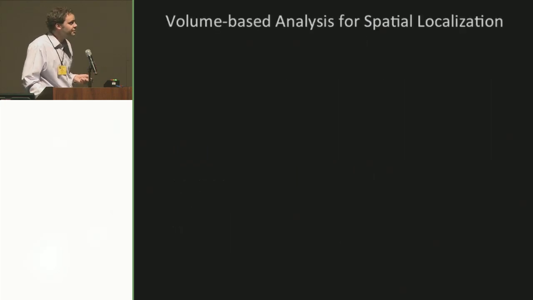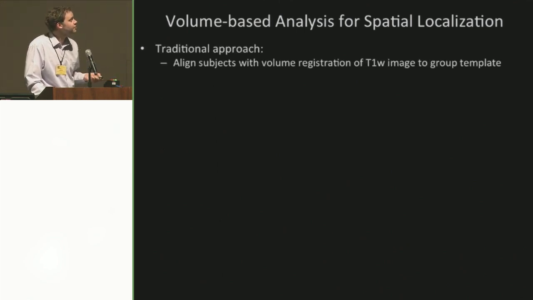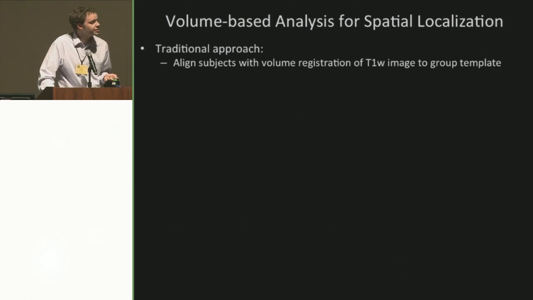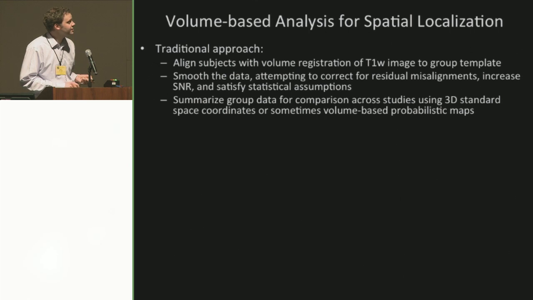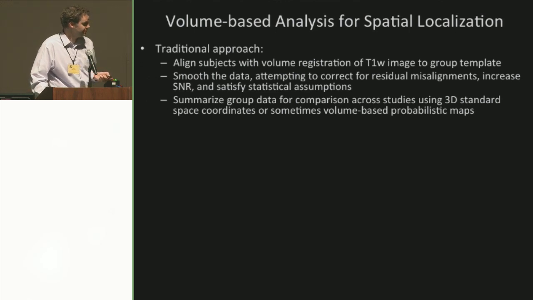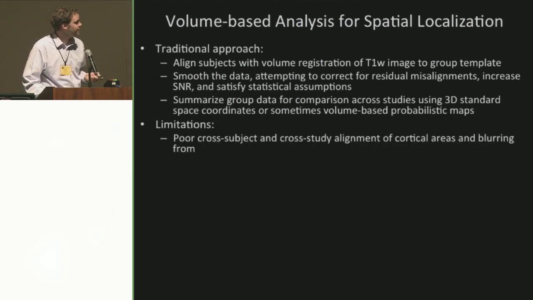So typically what's done in neuroimaging is a volume-based analysis for comparing across subjects or studies. So the traditional approach is to align subjects with volume registration of a T1 weighted image to a group template. People often do a lot of spatial smoothing of the data in an attempt to correct for residual misalignments and other reasons. And they often summarize their group data for comparison across studies using 3D standard space coordinates or sometimes volume-based probabilistic maps. But there are some limitations here.